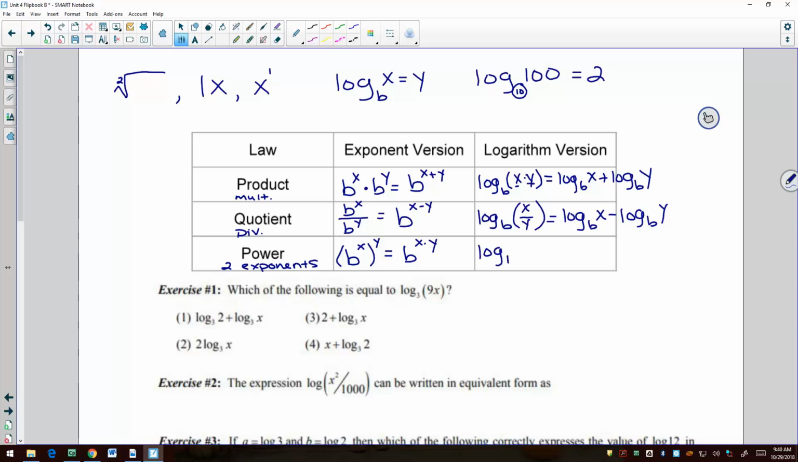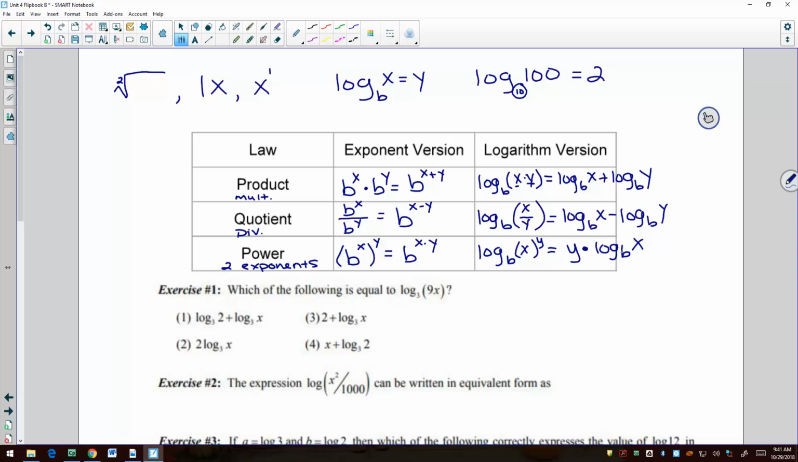We have log base b of x raised to the y. So how to deal with an exponent in a log is that it drops down to the front to be multiplied. So notice we're still using multiplication when you have an exponent. So it's going to look like this. You're going to stick the y out in front. It's going to be y times the log base b of x. So the exponent moved down to the front to be multiplied with the log.